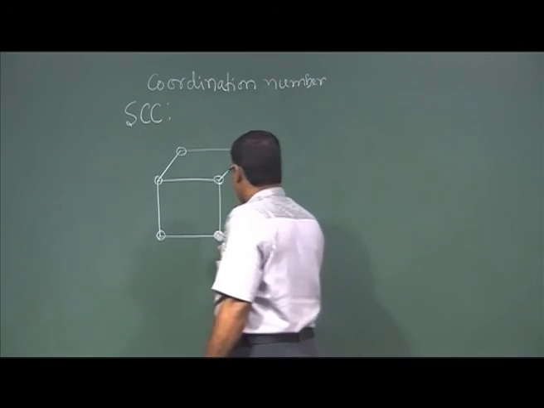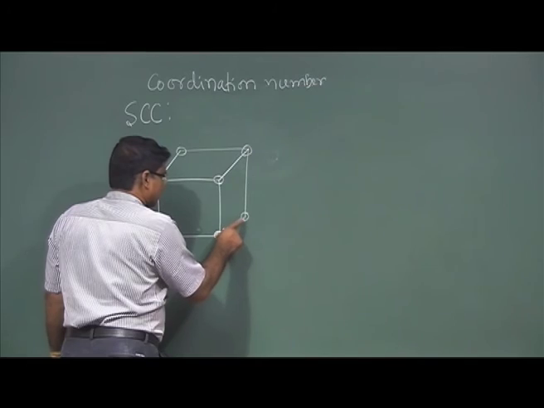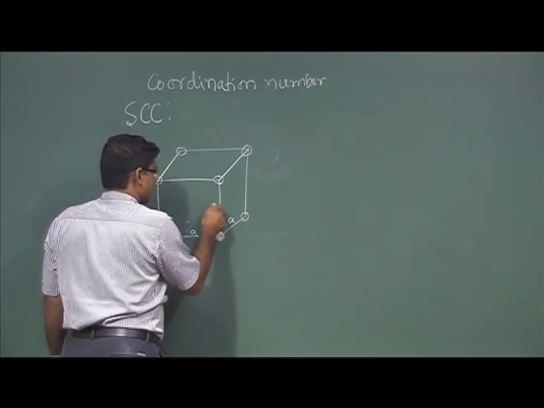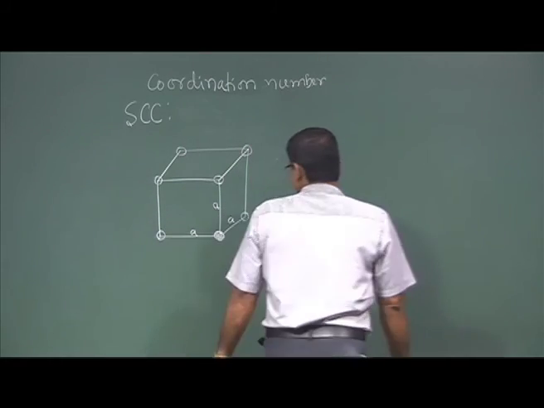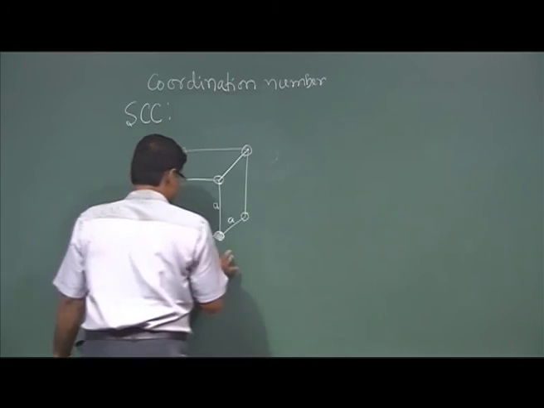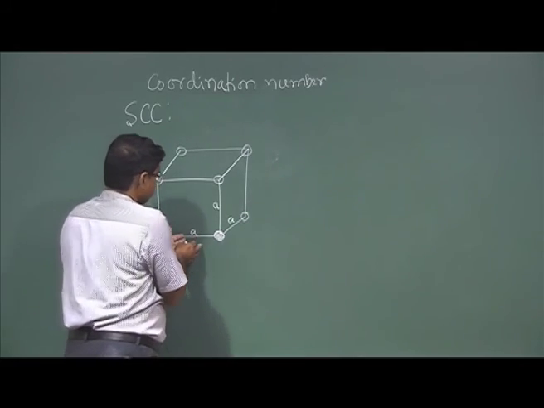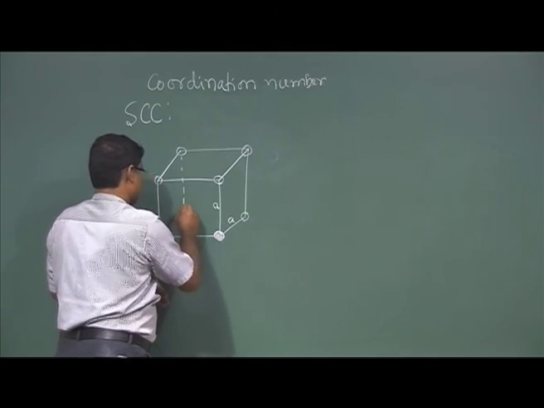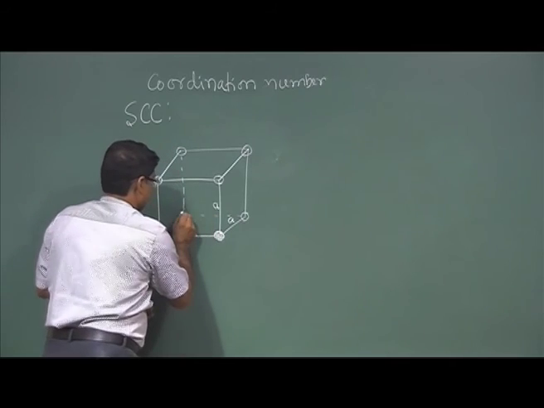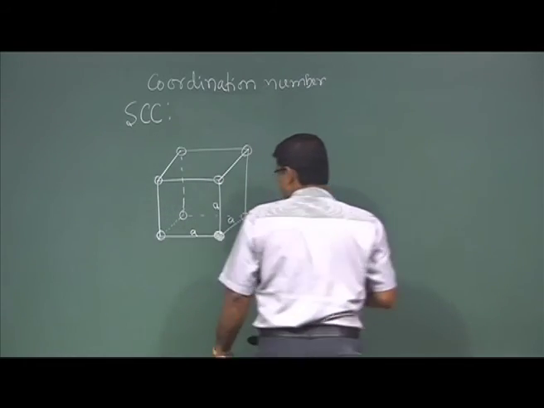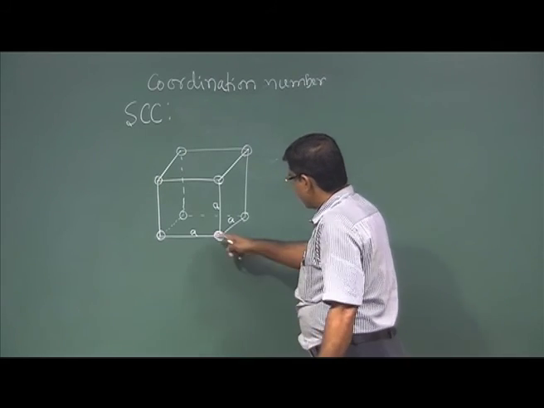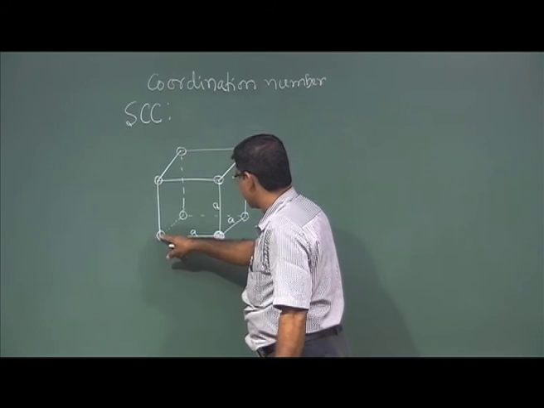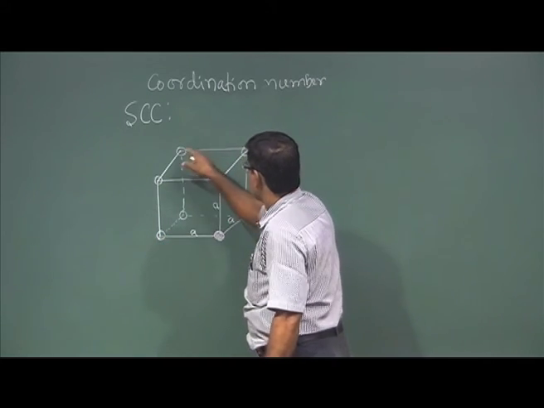So here obviously the distance between these two atoms is basically a, these two also a, these two also a. Okay. And let me complete this one, so one more atom is there. So except these three, this and this one, other atoms, their distances are different.